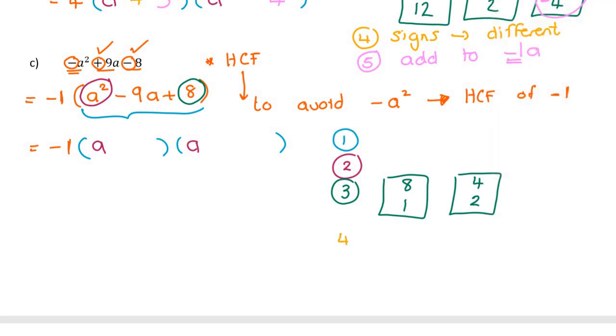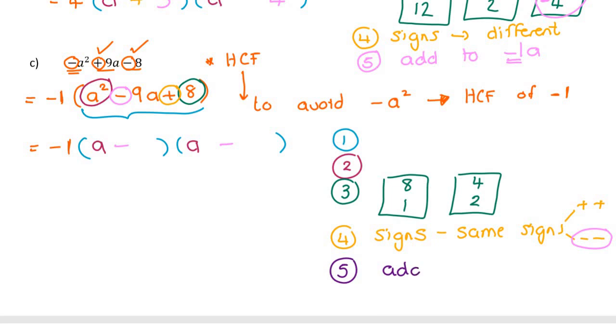What are my options for my signs? Well, remember, don't forget we look at the constant to get a hint about the signs. My sign is a positive 8, so I need the same signs. So either I need a positive times a positive, or a negative times a negative. Now I can tell which one by looking at the middle term. I want my like terms to add together to give me a negative, so I need both my like terms to be negative. So finally I say to myself, right, I need my like terms in the middle to add to get minus 9a.